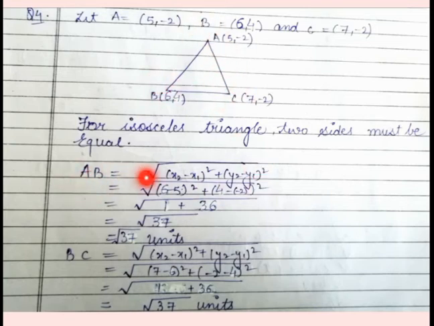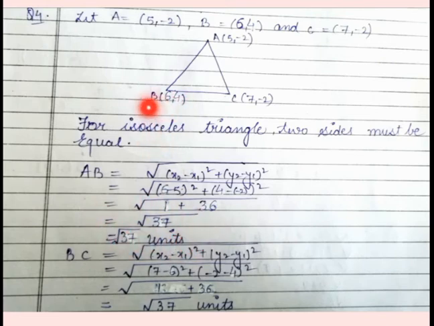First of all, AB. Under root (x2 minus x1) whole square plus (y2 minus y1) whole square. x2 is 6 minus 5 whole square, y2 is 4 minus minus 2. There are 2 minus signs, one for the formula and 1 minus for the coordinate. 6 minus 5 is 1 and 1 square is 1. Minus minus plus, 4 plus 2 is 6 and square of 6 is 36. We get under root 37 units.